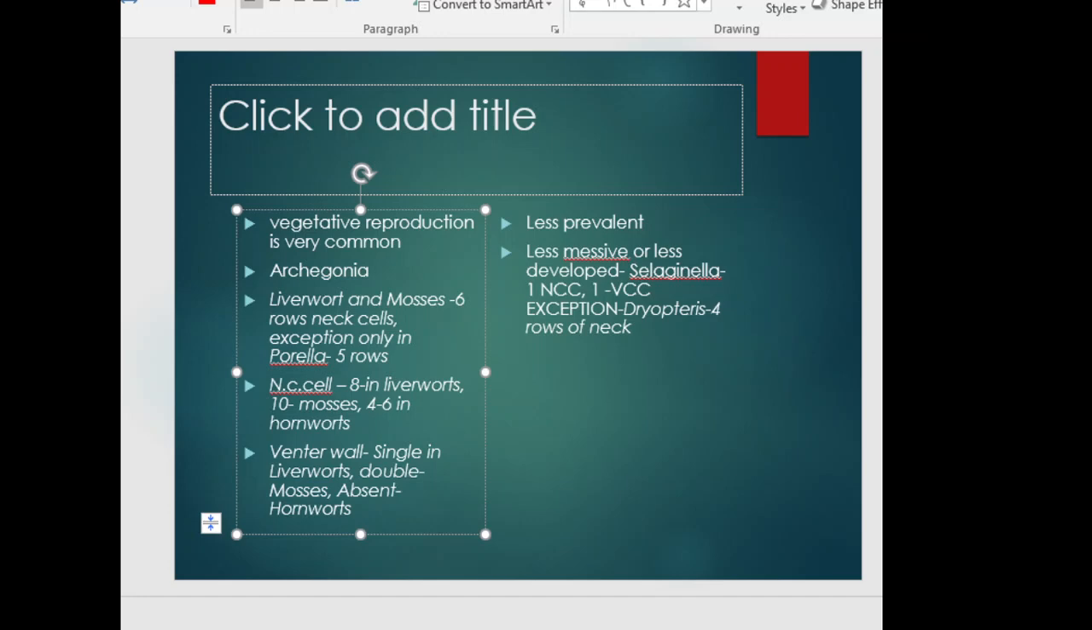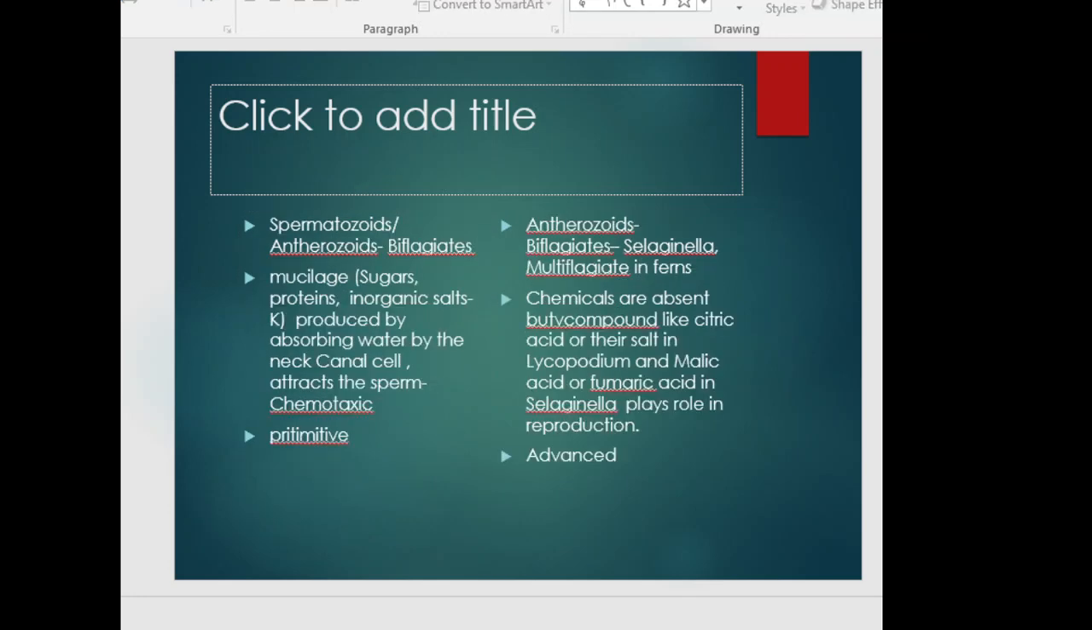In case of the bryophyta, neck canal cells are 8 in liverwort, 10 in mosses, and 4 to 6 in the hornworts. Ventral wall in the bryophyta is single in liverwort, double in mosses, and it is absent in the case of hornwort. Spermatozoids in the bryophyta are biflagellate. In the pteridophyta, antherozoids may be biflagellate in case of Selaginella, and it may be multiflagellate in case of ferns.